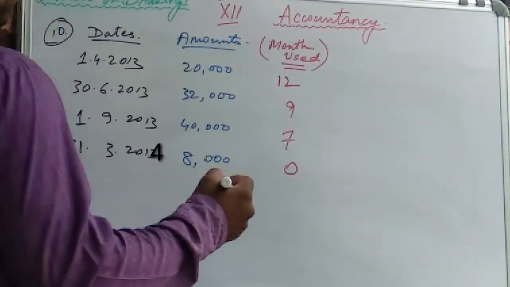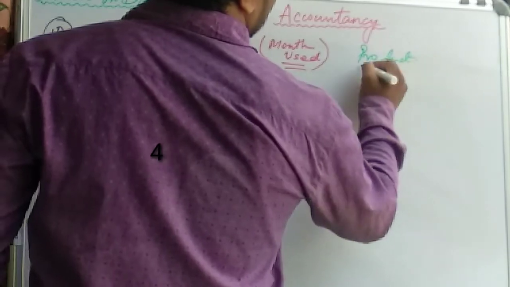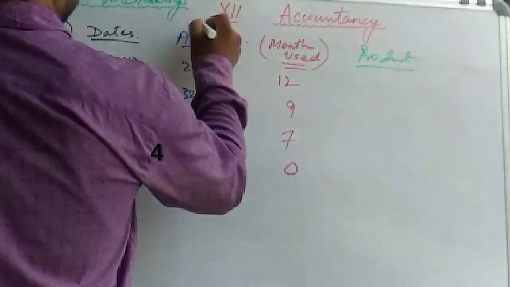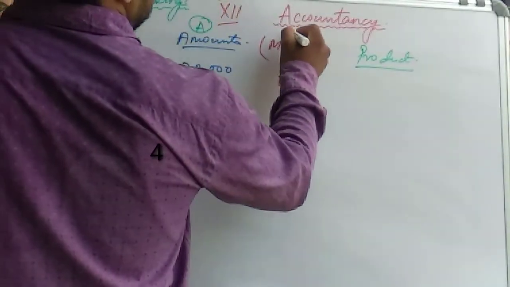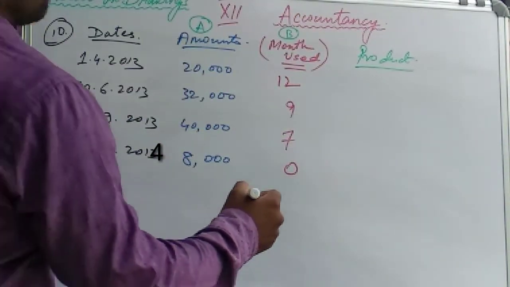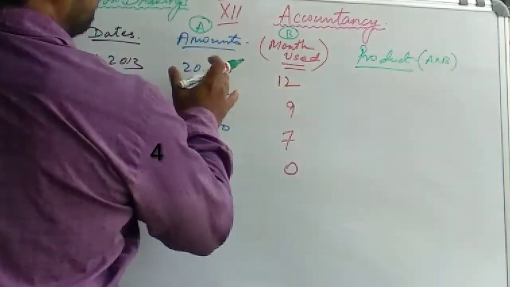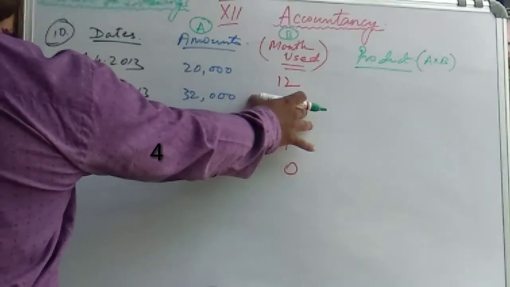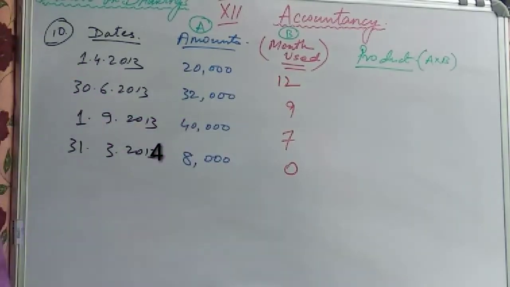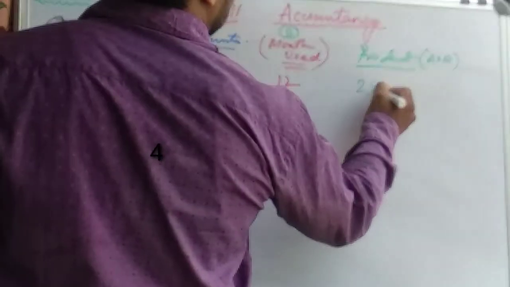Next we will do the product. The product of amount and the month used. Clear? A into B, the amount column and the month used. So 12 into 20,000, that is 2,40,000, right?